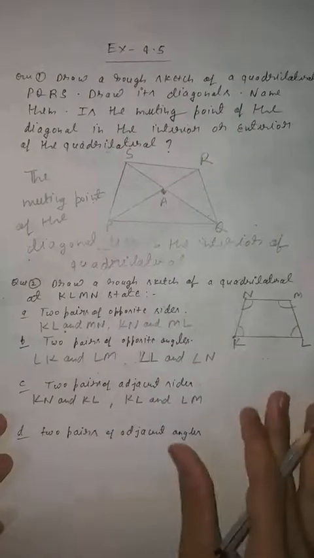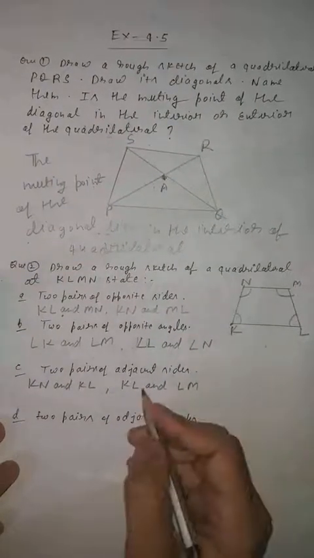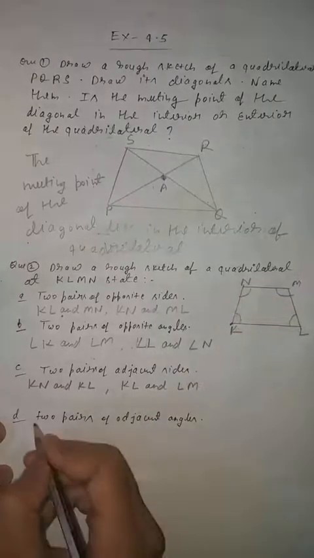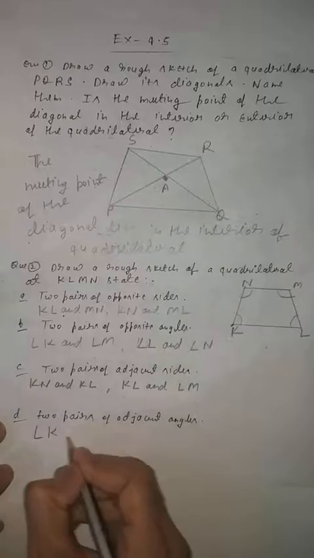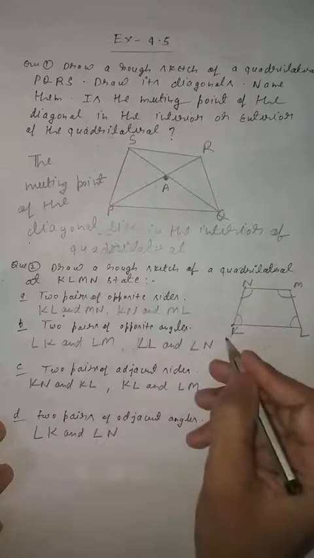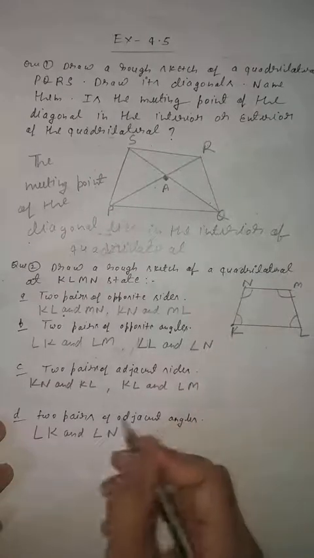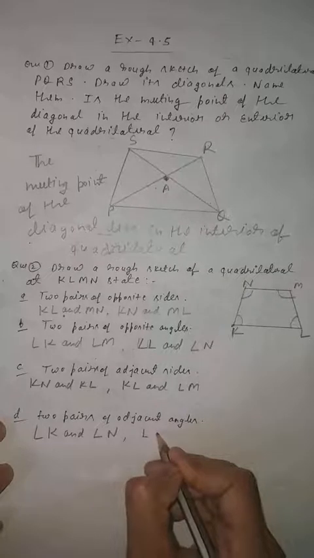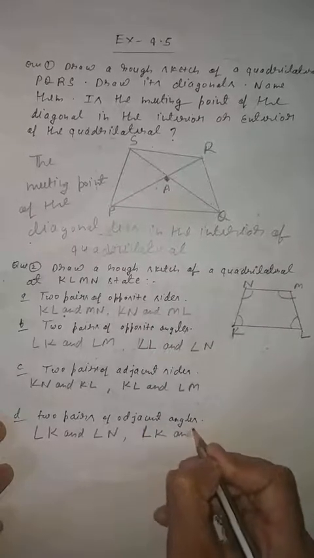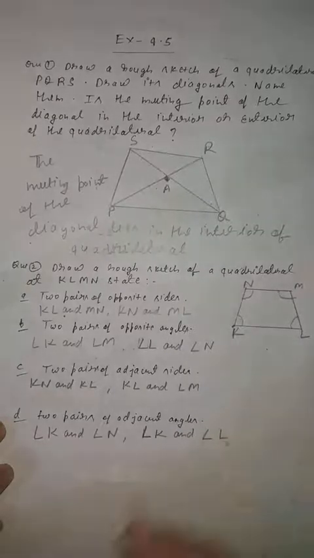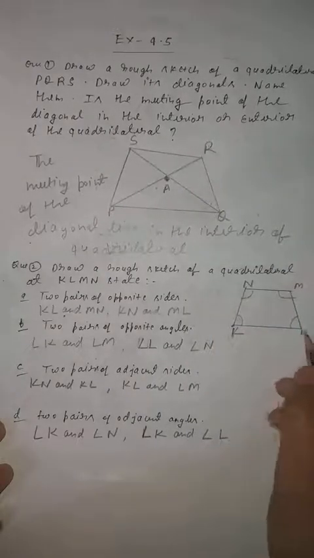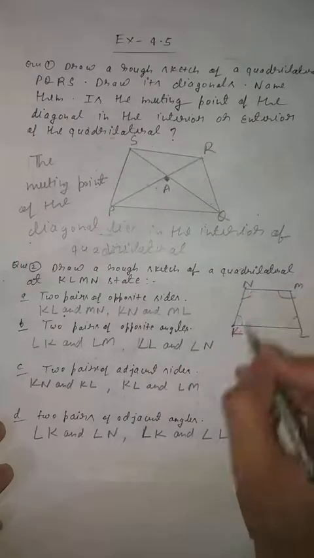Now next question: two pairs of adjacent angles. Adjacent angles, same concept you will use, having a common line. So you can write down angle K and angle N, or angle K and angle L also, because both K and L are on the same line. Another you can write down: L and M. Another: M and N. Clear, students?